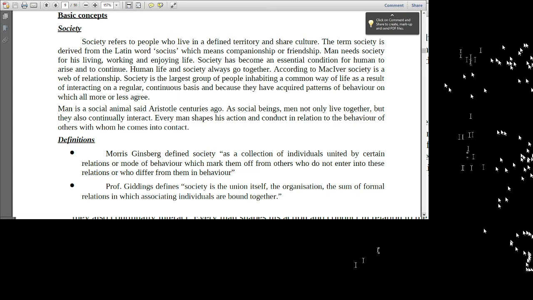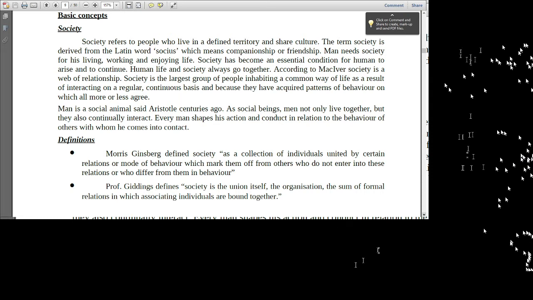That means society is a collection of individuals united by certain relations. There exist certain relations between the members of the society, or they show some modes of behavior which mark them off from others. They are different from others who do not enter into these relations and who differ from them in behavior. They are showing some different behavior actually.